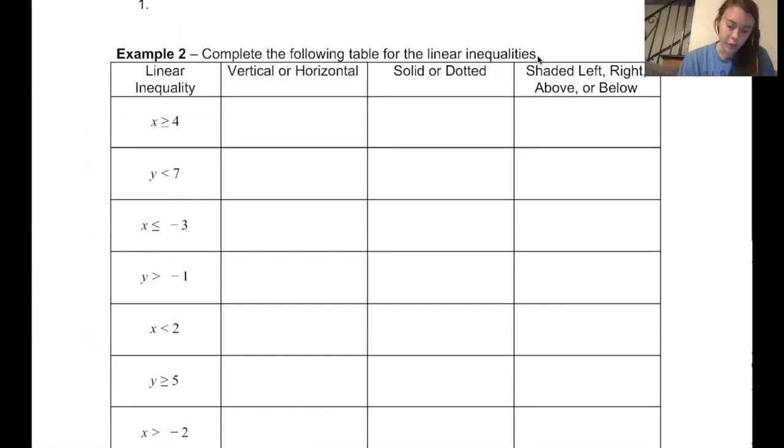So this first one, based on the things we did at first, because it's an X, we know this is going to be a vertical line. So vertical because it has an X. And we're going to fill this whole chart in, and then use this information to graph. So this is dotted because it's a greater than or equal to sign, so emphasis on the equal.